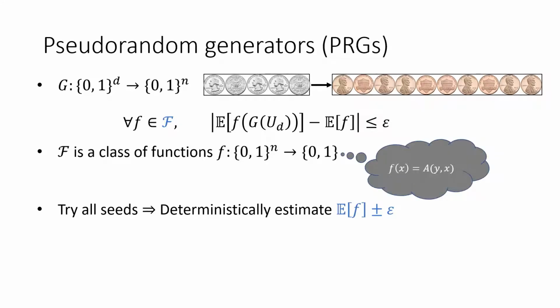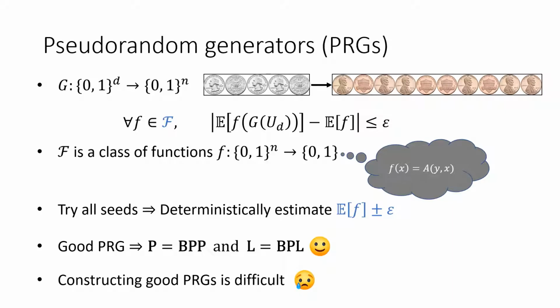Here's the connection with derandomization. Suppose f computes the output of a randomized algorithm as a function of its n random bits. Then the expectation of f is the acceptance probability of the algorithm. Therefore, a suitable pseudorandom generator implies P equals BPP and L equals BPL. Unfortunately, though, designing good pseudorandom generators has turned out to be extremely difficult.